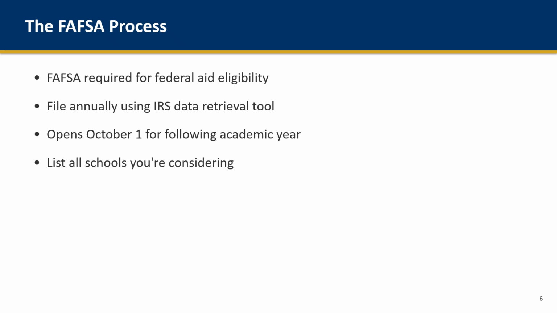If admitted to programs, you'll receive financial aid award letters based on your FAFSA information. You don't have to accept federal loans that are offered. Accepting admission doesn't mean accepting loans.